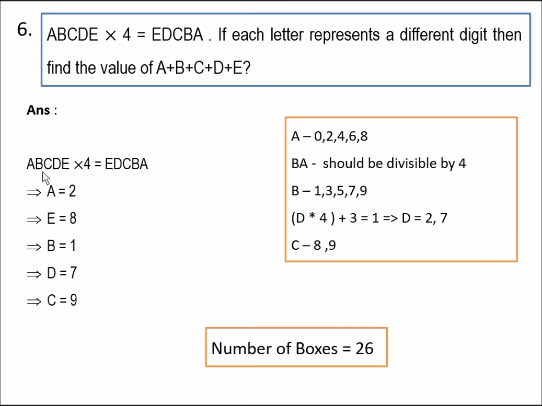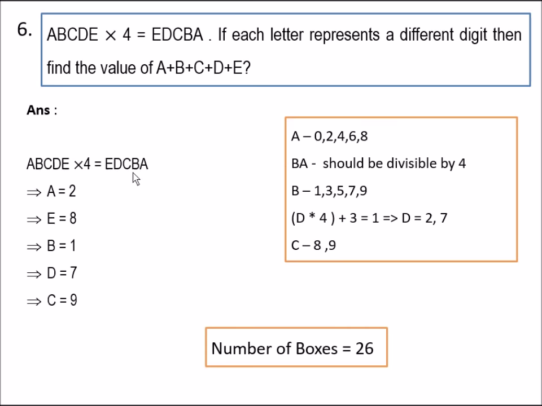So ABCDE into 4 is equal to EDCBA. But here A cannot be 0, 4, 6 or 8. If it is 0, then it is a 4-digit number, so 0 is not possible for A. And if it is 4, 6 or 8, then a carry will come and it will be a 6-digit number. So these numbers are not possible for A. Only 2 is possible for A. So A is equal to 2.